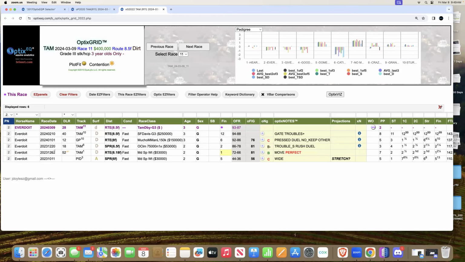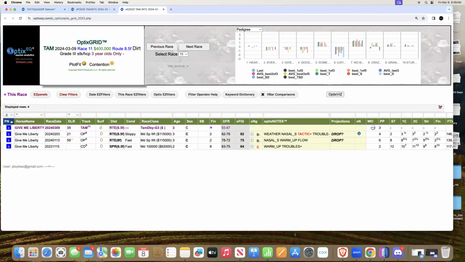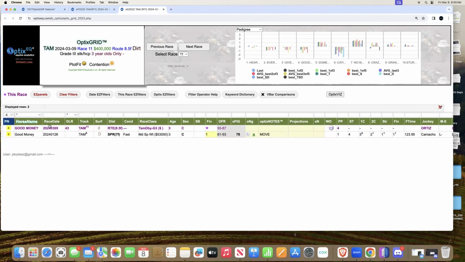The only good thing this horse has going for him is that the pace is light and maybe he sticks around for a piece, but remotely. Give Me Liberty needs a drop and then gets put into a tough race. So I don't like the spotting here. We talked about this horse being negative on those V-bar settings.